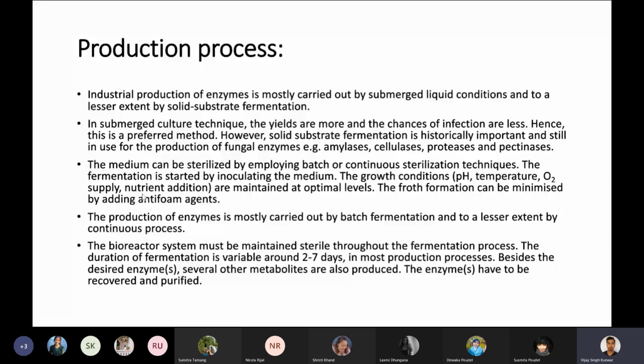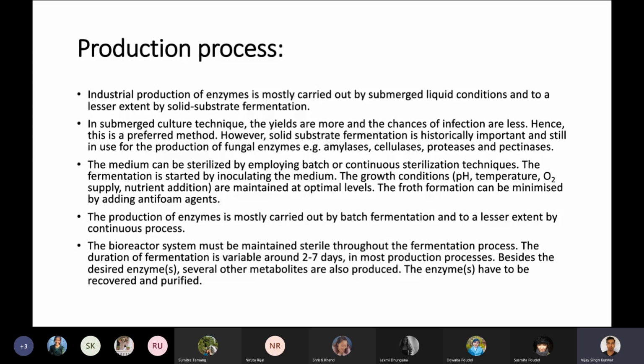The production of enzyme is mostly carried out by the batch fermentation and to a lesser extent by the continuous process. So you have to be clear. Try conducting your experiment in batch fermentation. That is easier. The continuous process is quite difficult, as the conditions are difficult to maintain. Batch is easy to work with.